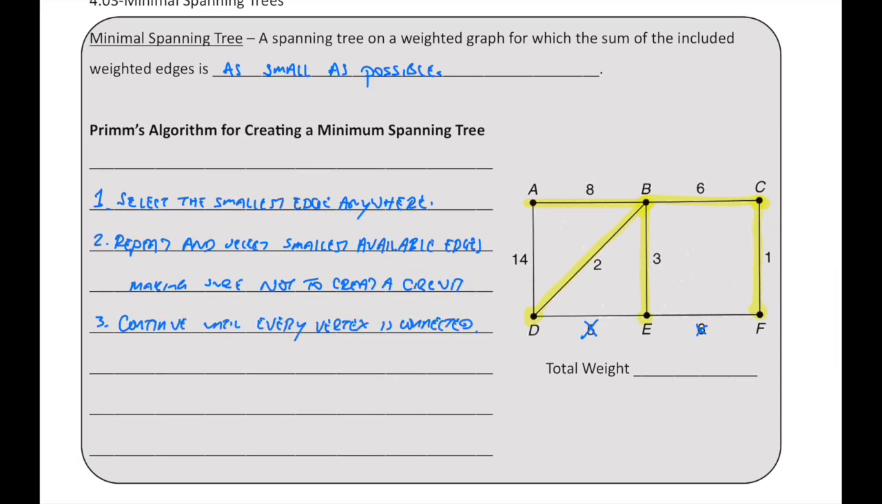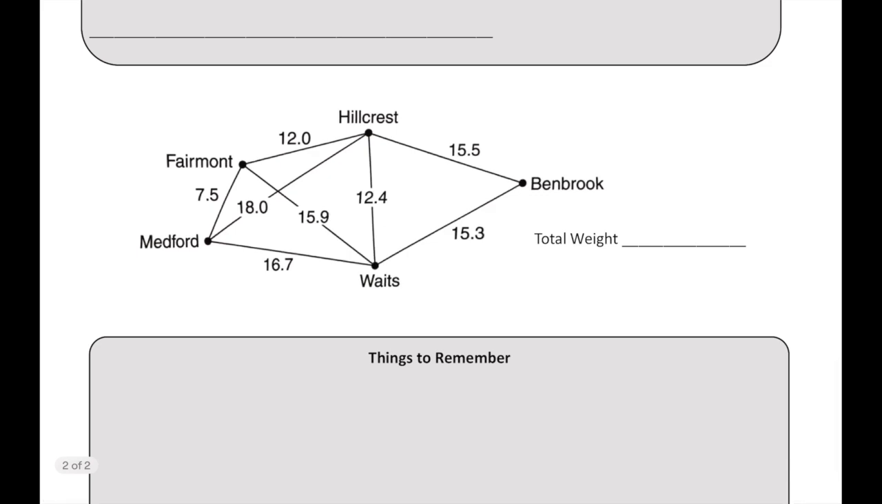Let's try one more. We've got this item where we're going to find the minimum spanning tree. So we look anywhere on the graph, and we can see that 7.5 is our smallest available edge. After the 7.5, the 12.0 is our next smallest available edge. After the 12.0, the 12.4 is the next smallest available edge. And then 15.3 is our smallest available edge. And at that point, we have a complete spanning tree. And we did so by selecting the smallest available edges.